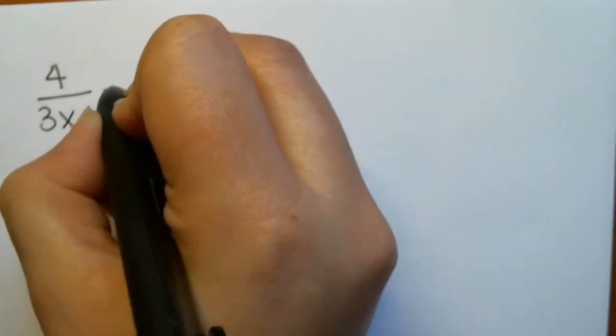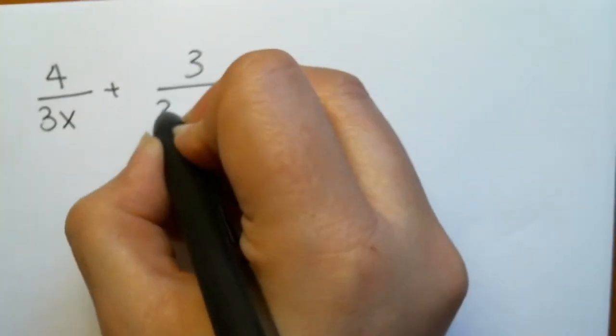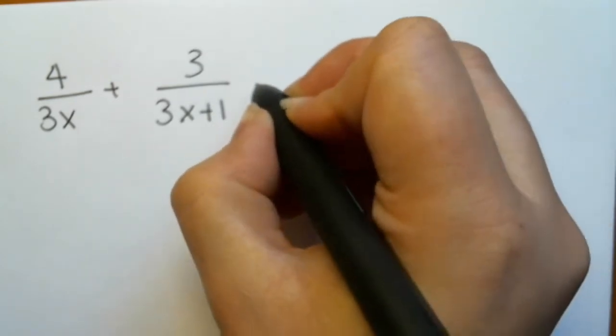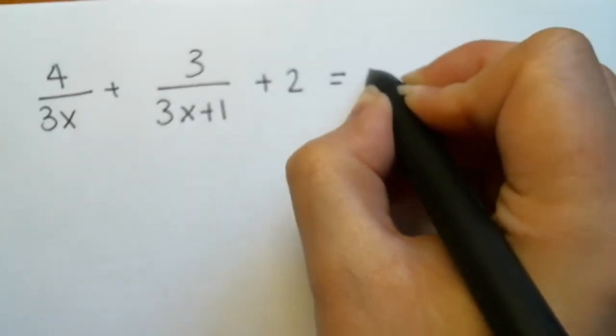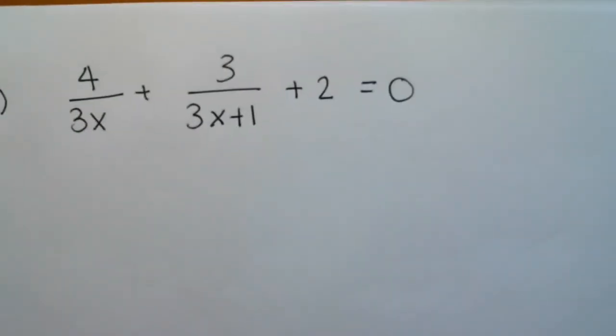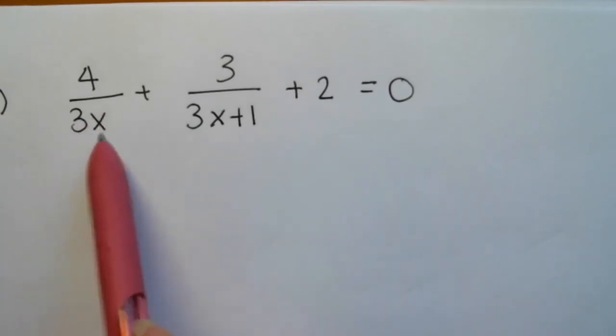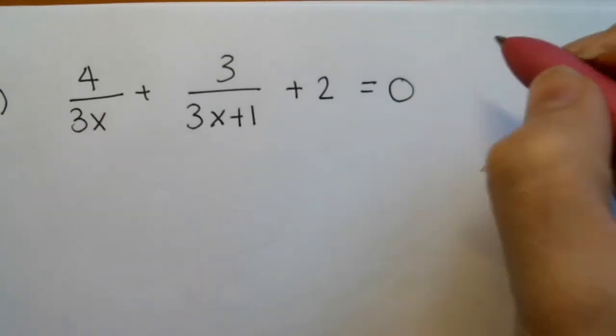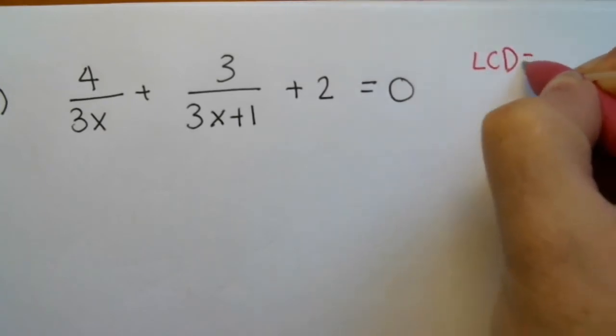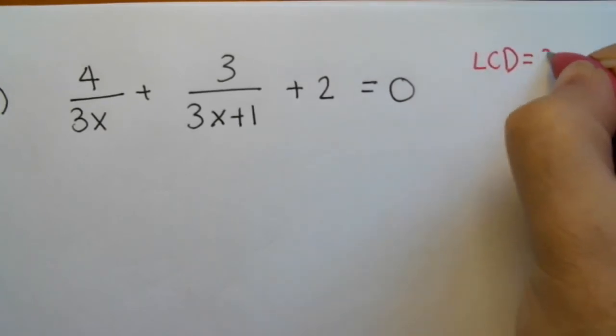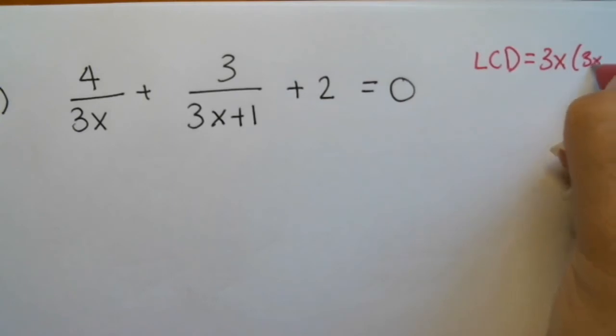Let's look at another example. Now, this is the type of example where students are kind of tricked by the LCD. When you look at this, all of these denominators are already factored. So the LCD is just going to be the product of the factors. So 3x times 3x plus 1.